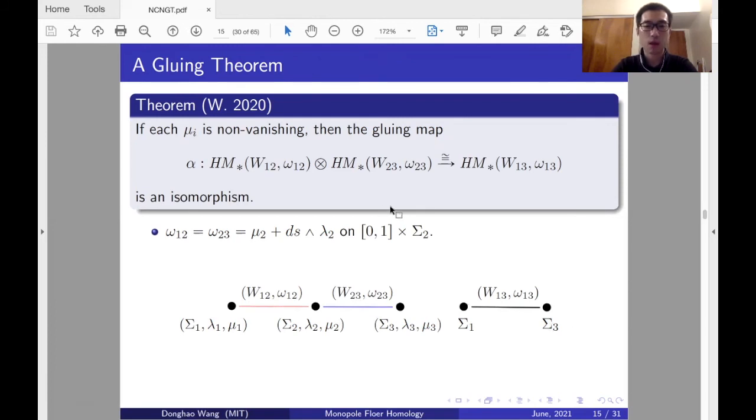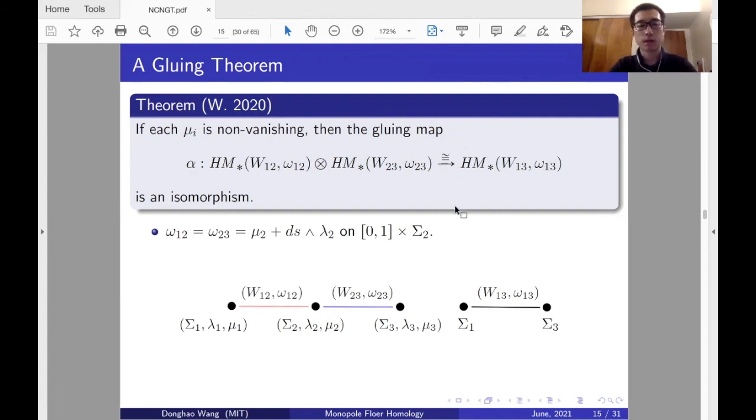Then this theorem says one can always construct a gluing map from the tensor product of the homology groups of these gluing factors and end up with the homology groups of this composition. Moreover, if we assume each mu i is non-vanishing on the surface sigma i, this gluing map is always an isomorphism.